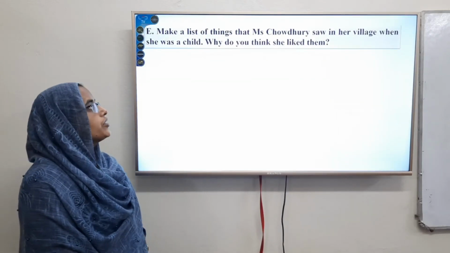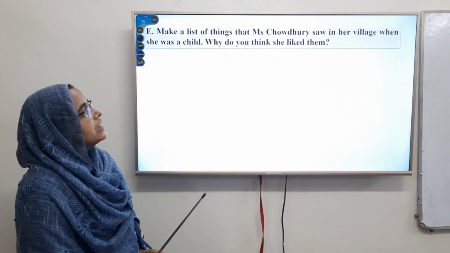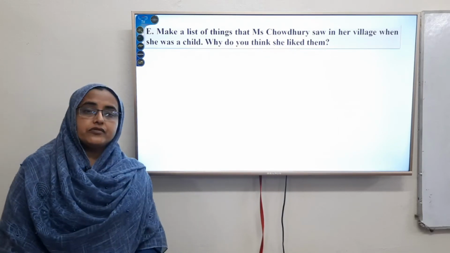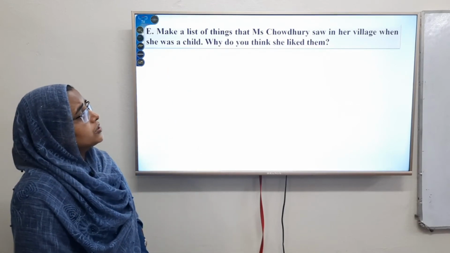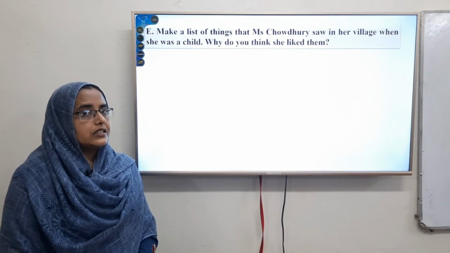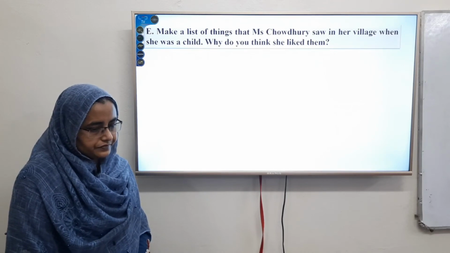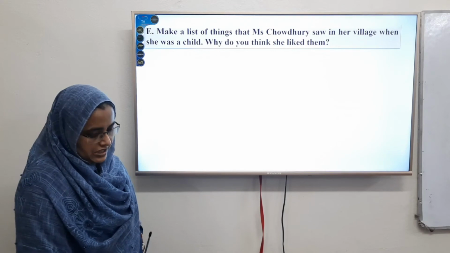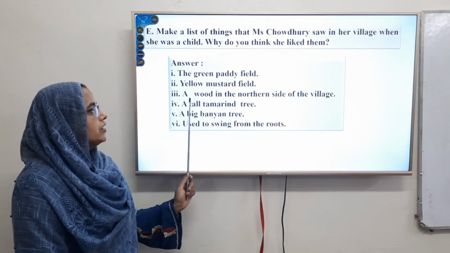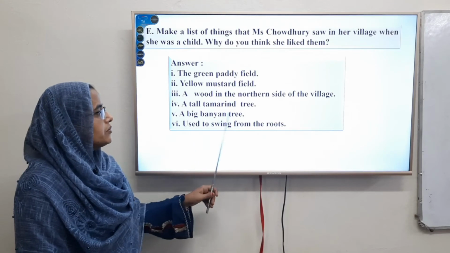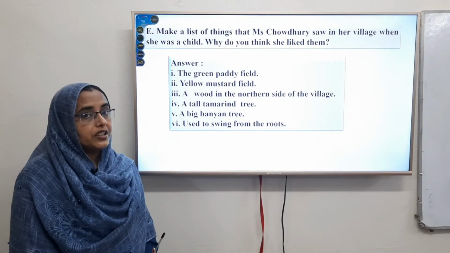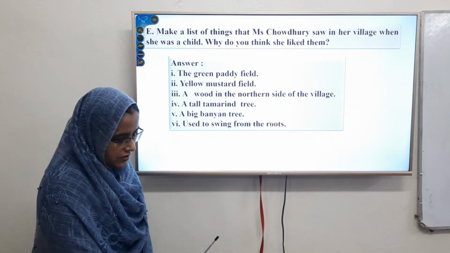In section E in your textbook, you will get this question, make a list of these things that Mrs. Chaudhary saw in her village when she was a child. Mrs. Chaudhary mentioned in the text that she saw the green fields, the yellow mustard fields, tamarind tree, banyan tree. So, here is the answer: the green paddy field, yellow mustard field, a wood in the northern side of the village, a tall tamarind tree, a big banyan tree, and she used to swing from the aerial roots of the banyan tree.